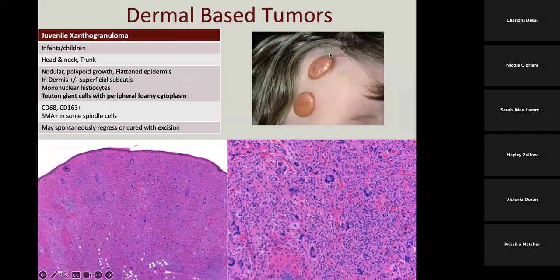JXG in kids, these orange plaques that can regress, but diffuse expansion of dermis and even into subcutis by mononuclear cells and these nice wreath-like giant cells.